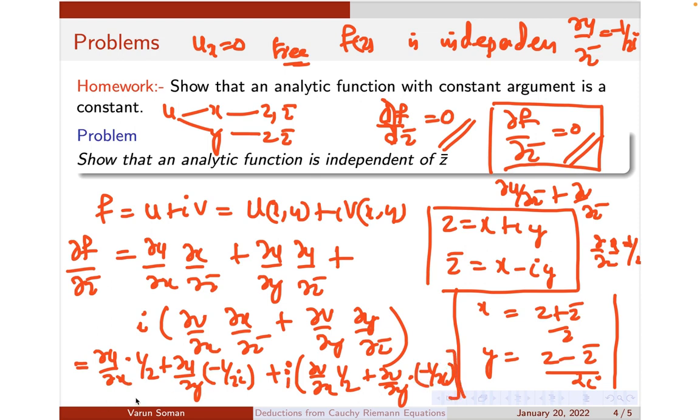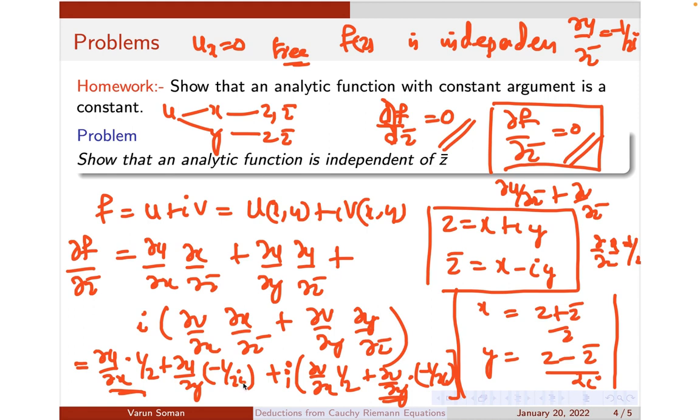So you have ∂u/∂x into 1/2, and if you look at this quantity here, ∂v/∂y into minus 1/(2i), your i will get cancelled out, so it will simply be minus 1/2 ∂v/∂y. So the ∂u/∂x term and this ∂v/∂y term will cancel out. You can write it by yourself, only then you will understand. Similarly, look at this one here: ∂u/∂y into minus 1/(2i) plus i into ∂v/∂x into 1/2.